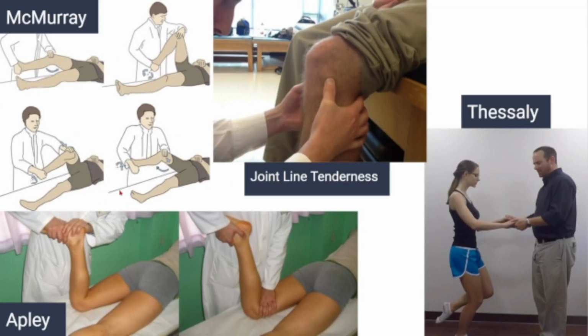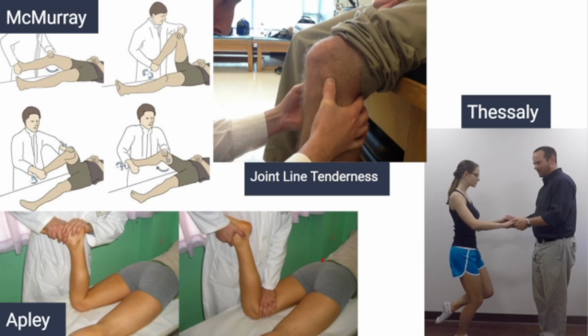Here are some of the special tests for the meniscus. The McMurray's involves palpating the medial and lateral meniscus, flexing and extending the knee with some internal external rotation and feeling for clicks. So you have to kind of show to understand. Here's Apley's compression, where you're making the patient prone and then driving their tibia into the menisci and kind of doing a grinding kind of maneuver.